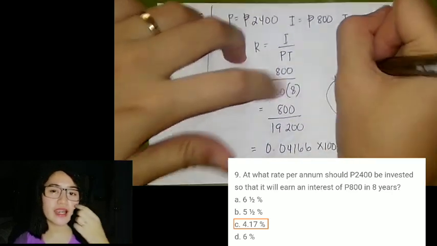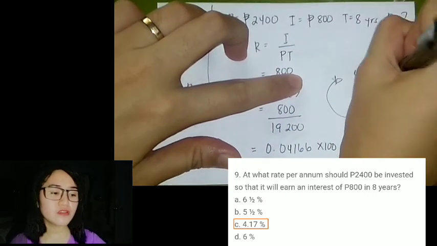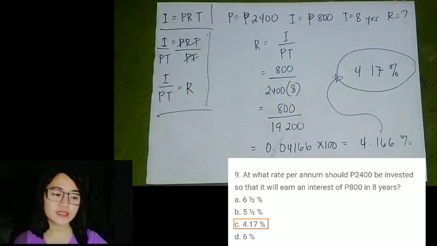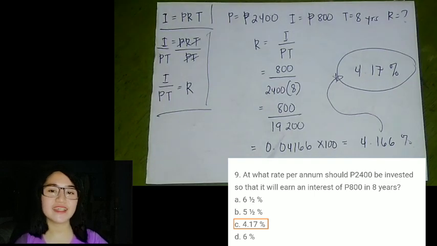Kaya ibig sabihin, kailangan nating mag-round off. So, ang round off kasi ng 4.166% is 4.17%, and that is the answer.